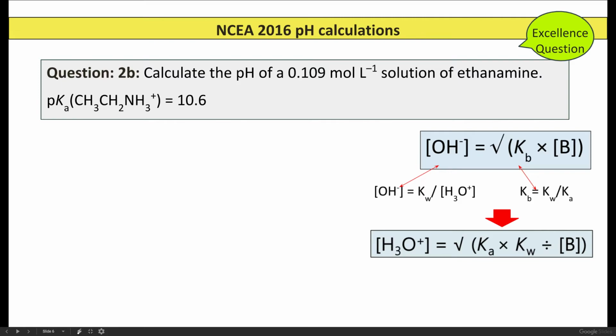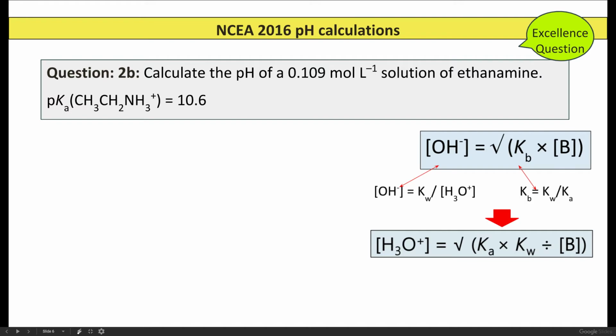So what's the equation for Ka? Isn't it 10 to the power of negative pKa? Yeah, 10 to the power of negative pKa. Right? So 10 to the negative 10.6. And then when I get that value, I can convert Ka into Kb.